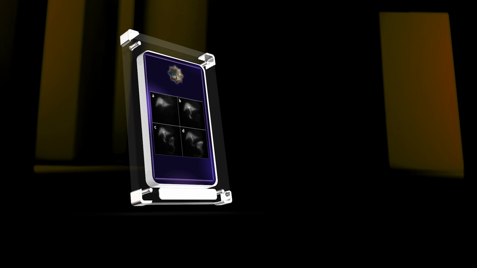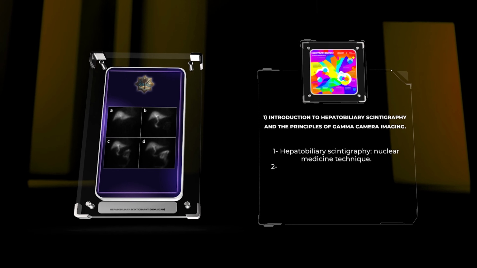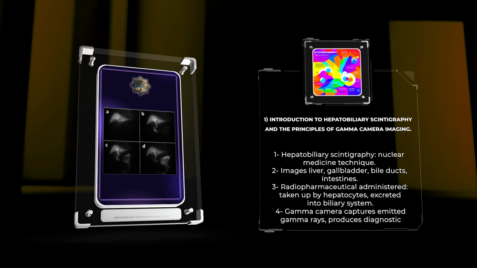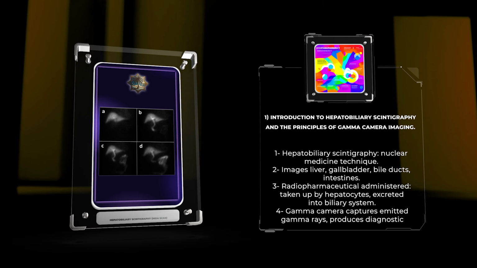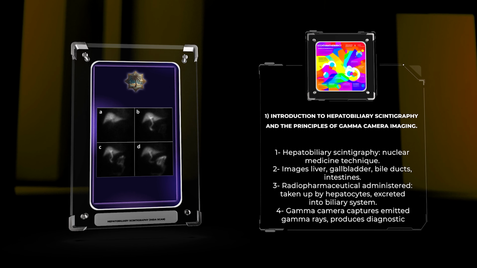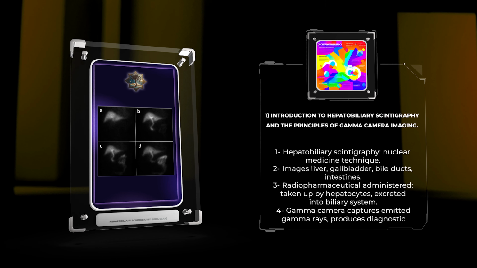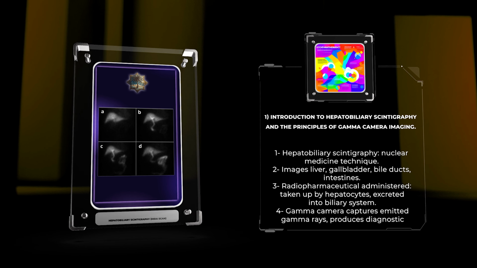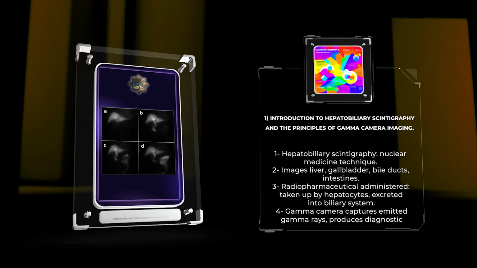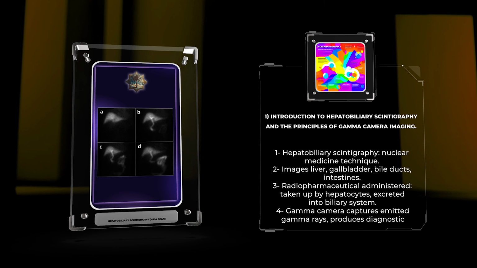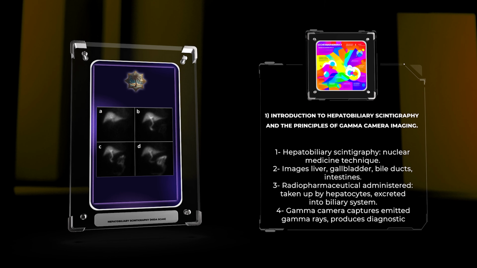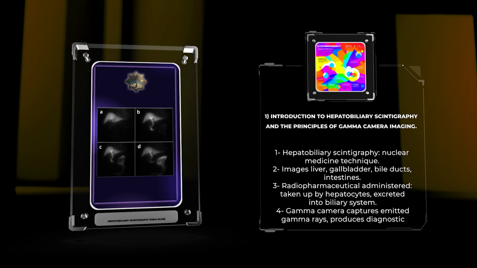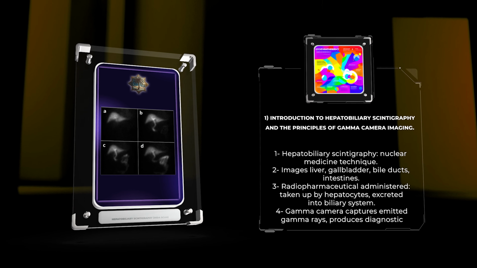Hepatobiliary scintigraphy, commonly known as a HIDA scan, hepatobiliary iminodiacetic acid scan, is a nuclear medicine technique used to image the liver, gallbladder, bile ducts, and intestines. The procedure involves the administration of a radiopharmaceutical, which is then taken up by hepatocytes and excreted into the biliary system. The gamma camera, a vital component of this imaging modality, captures the emitted gamma rays and produces images that aid in the diagnosis of various hepatobiliary disorders.